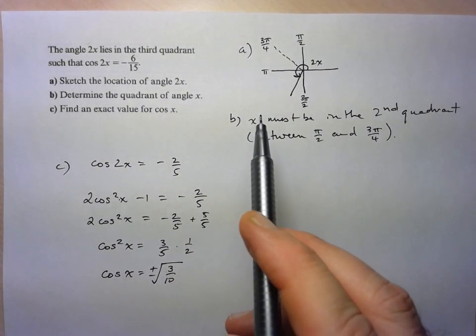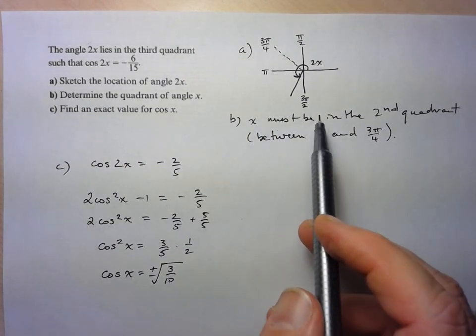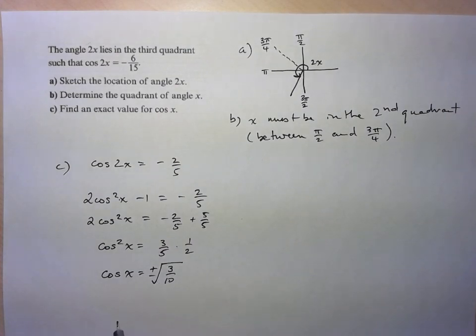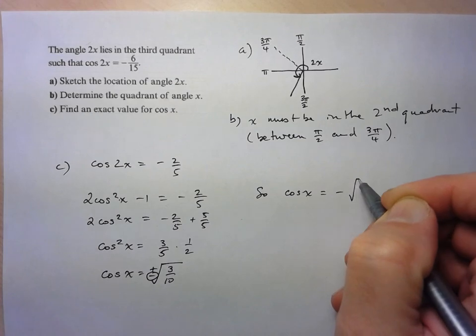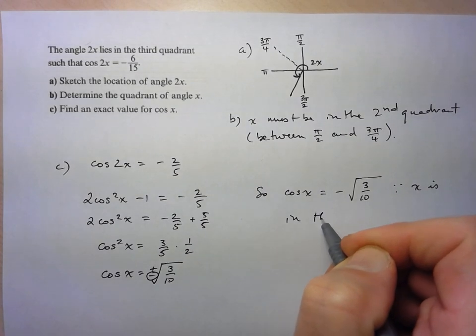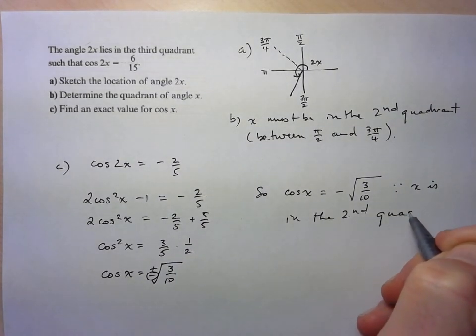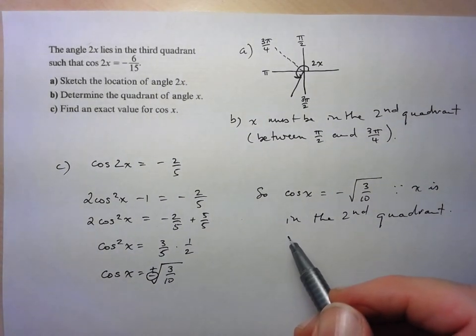So now we see why it was important to answer part B. Okay, we needed to figure out what quadrant x was going to be in. So here we could choose which of the 2 answers is the valid one in this case here. So since x is in the second quadrant, we know that its cosine value has to be negative. Okay, so we can say cos x is equal to negative root 3 over 10, since x is in the second quadrant. Okay, if I was looking for the sine value, well then I would have chosen the positive version since sine is positive in the second quadrant.